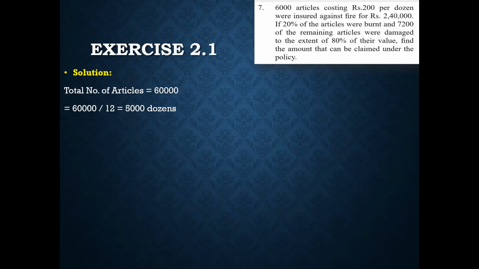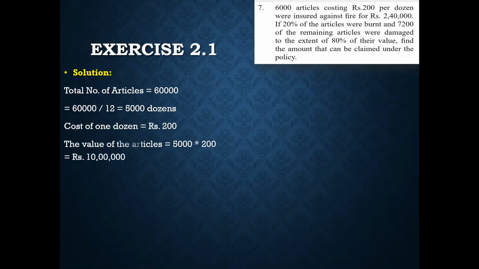Now this 5,000 I will multiply by rupees 200, because 1 dozen has cost me 200 rupees. So cost of 1 dozen was 200. So the value of the articles will be 5,000 into 200, 10 lakh rupees. So this is the property value of the articles which you have with you. So are you all clear with the starting part? The policy value is already given, 2,40,000.